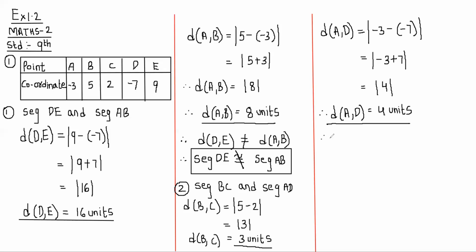Again, it is not equal. Therefore, distance of BC is not equal to distance of AD. Therefore, segment BC is not congruent to segment AD.